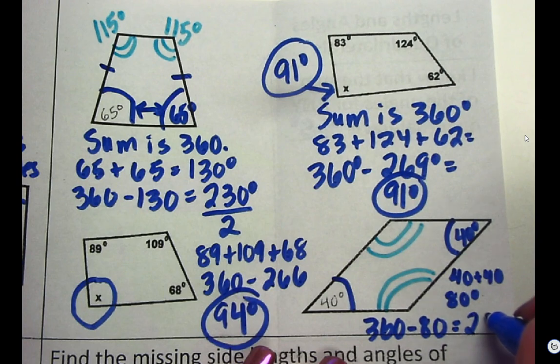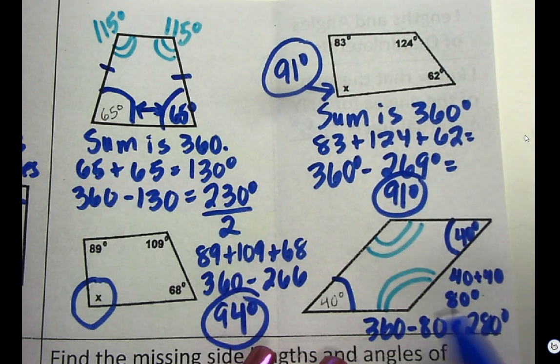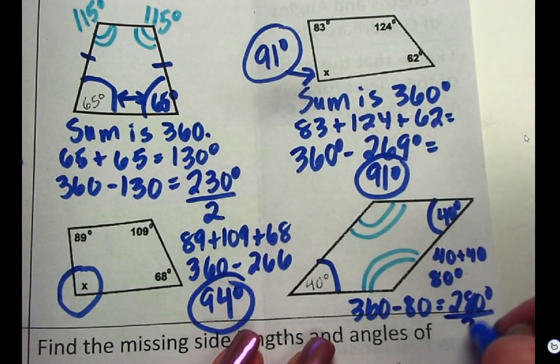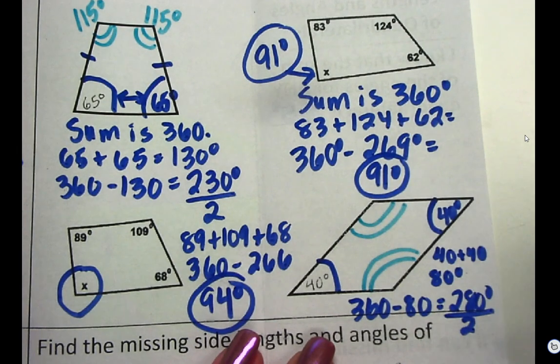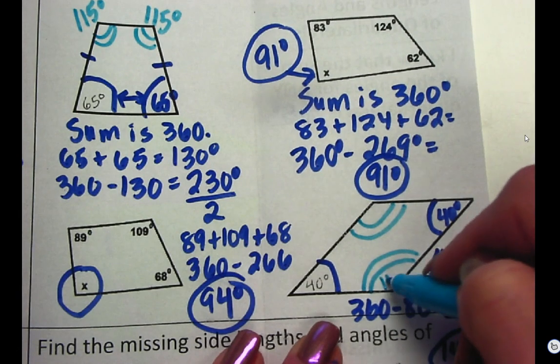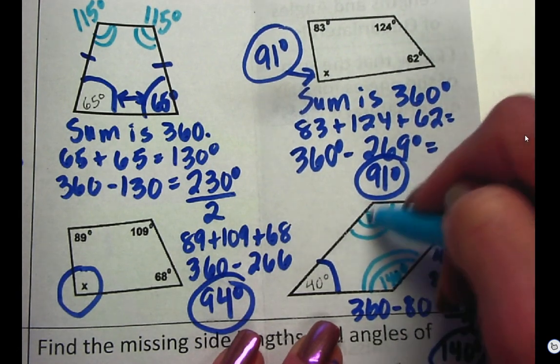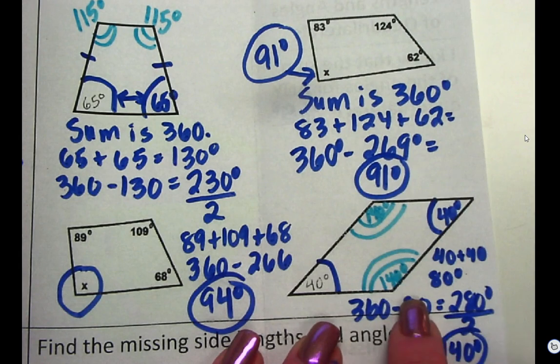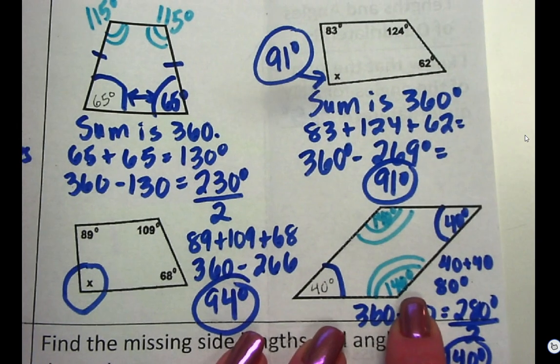280. So does that mean that that's 280 degrees? No, I have two angles that are congruent. So I simply divide them by 2, and what do I get? 140 degrees. So over here we have 140, 140. That doesn't show up very well, but you can see it. 140 and 140. Okay?